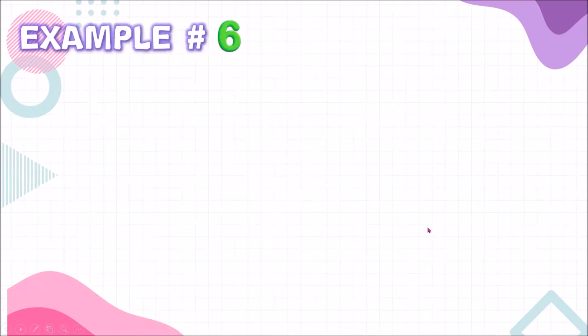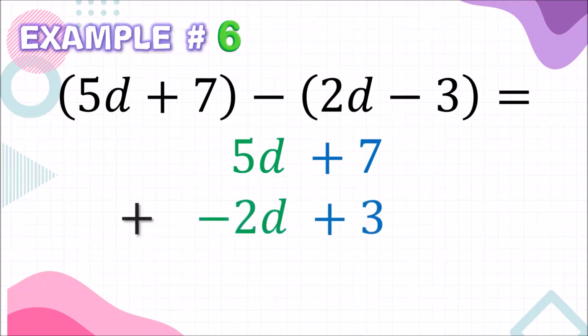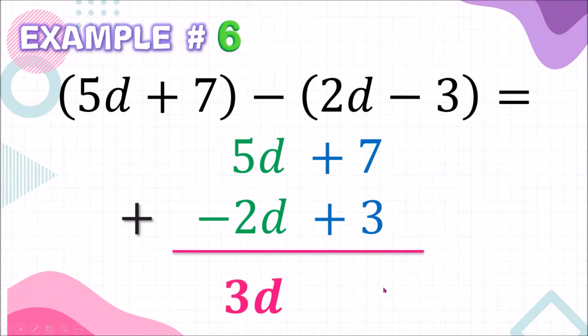Example number 6. We have 5d plus 7 minus the quantity 2d minus 3. So we have here 5d plus 7 and then 2d minus 3. So if you can see, 2d will become negative and then negative 3 will become positive and then proceed in addition. So we have here 5d plus negative 2d, so subtract it. So 5 minus 2, we have 3d. And then 7 plus 3, we have 10. Final answer, 3d plus 10.